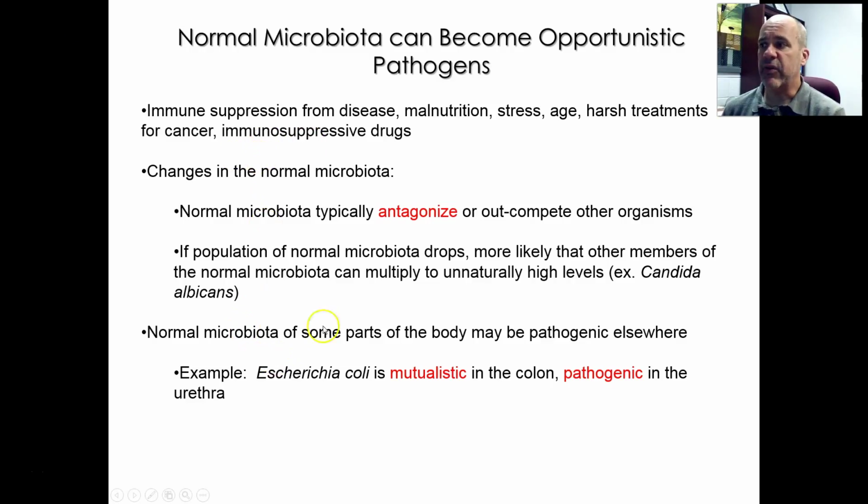And of course, like we've talked about, if normal microbes get into a part of the body where that's not their natural habitat, they can cause infections there as well. Good old E. coli, it's a mutualist in the colon. It does nice things for you, so we both benefit. But if it gets into the urethra and causes a urinary tract infection, it's going to be an opportunistic pathogen.